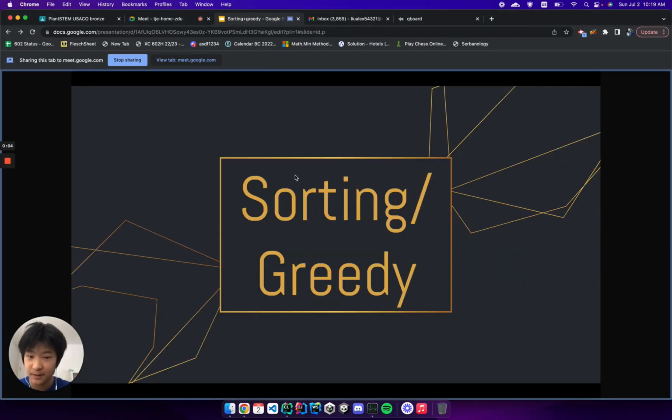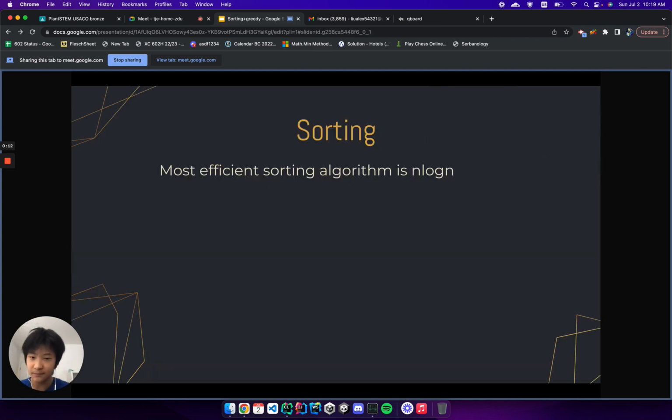So, today I'll be talking about sorting algorithms and greedy algorithms. First of all, sorting. I'm pretty sure you guys already know what sorting is. It's just ordering things in a specific way. As of right now, the most efficient sorting algorithm is n log n.